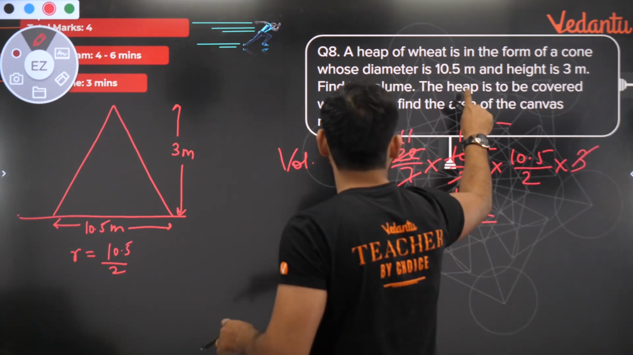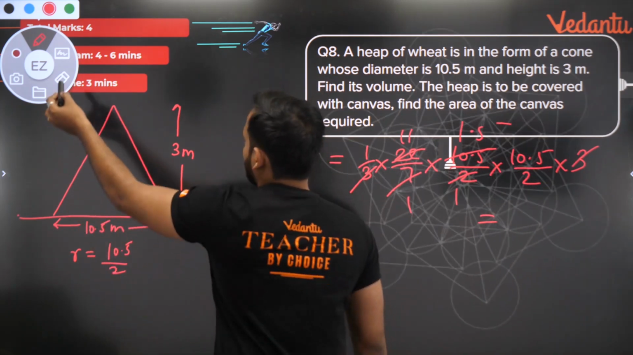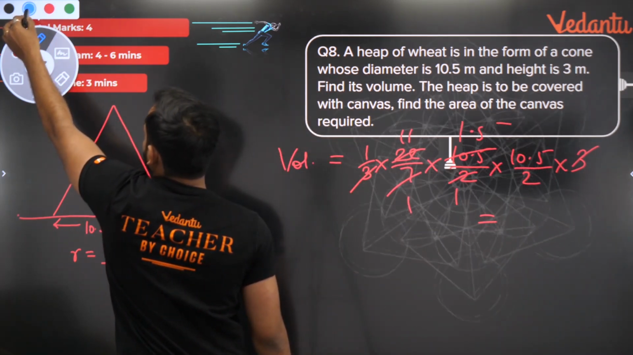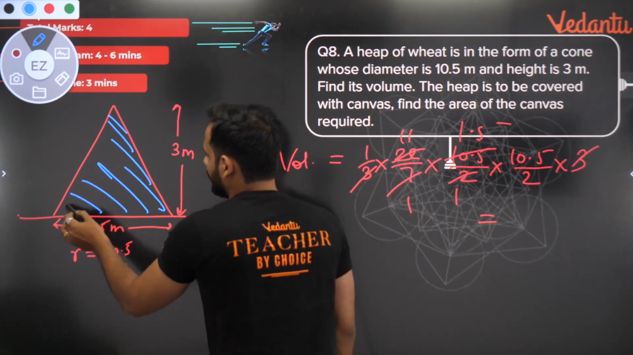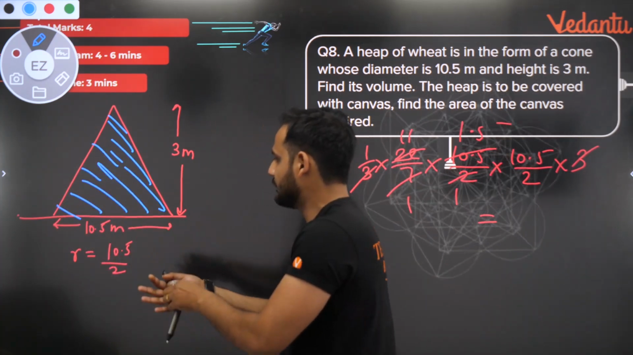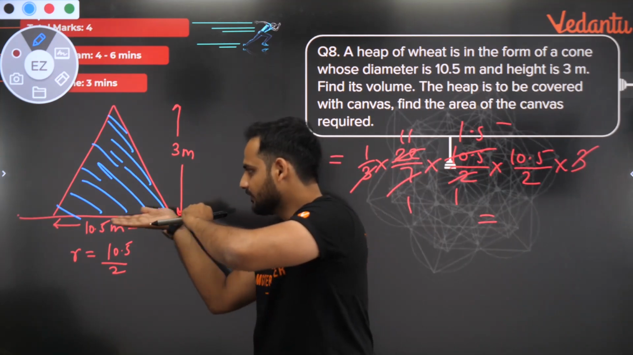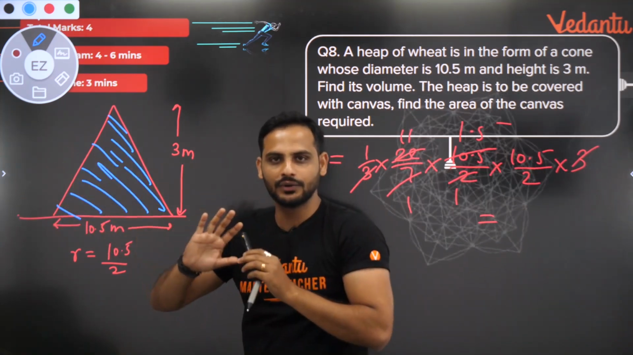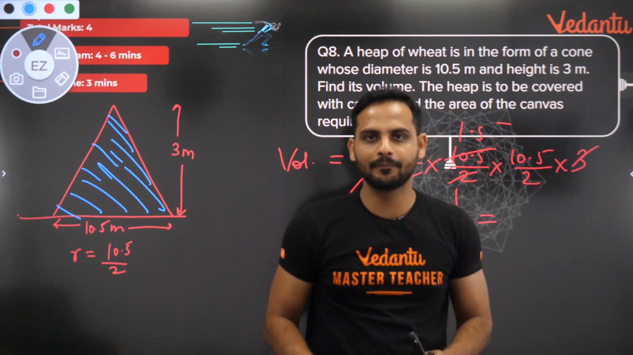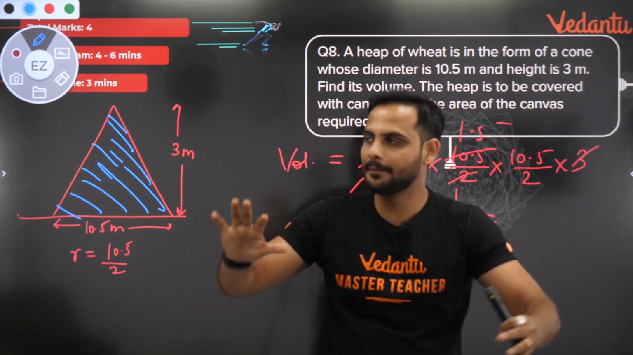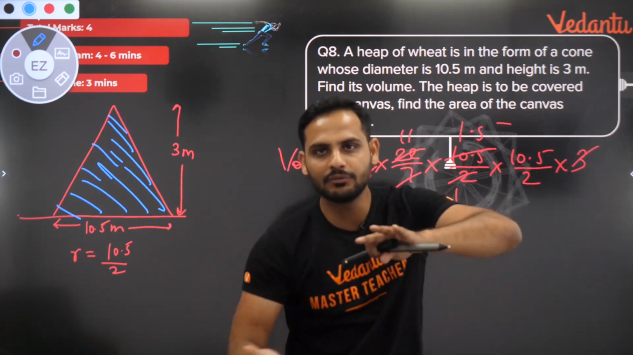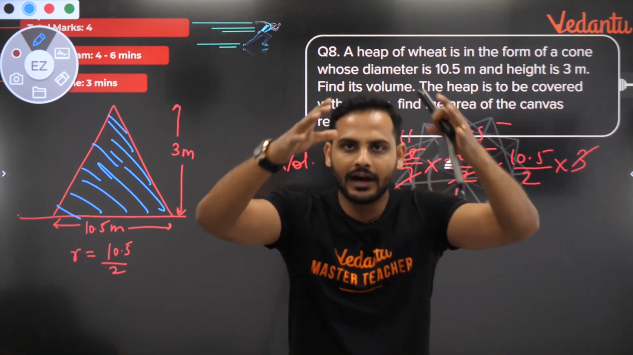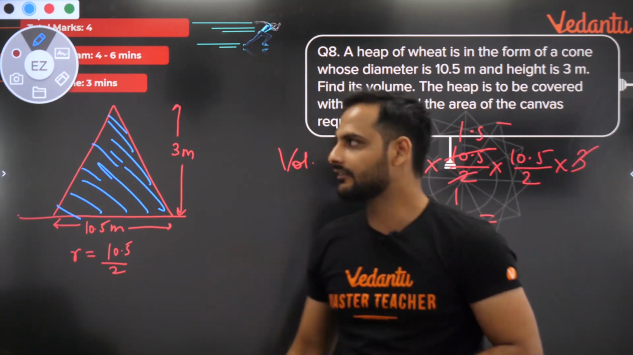Now let's talk about this part. The heap is to be covered with canvas. So this heap is formed here, and I am covering it with a canvas. Now definitely the logic says I will not put canvas below the bottom. I'll only put it on the top. So I am covering only the curved surface of the cone with this canvas.